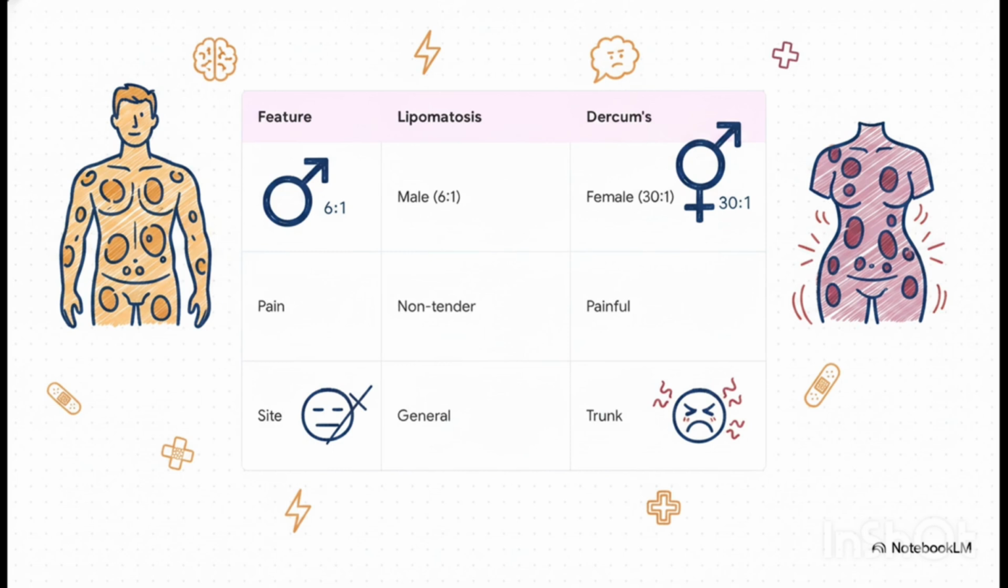The first is familial multiple lipomatosis. This one is overwhelmingly common in males. We're talking a 6-to-1 ratio, and it features a diffuse overgrowth of mature adipose tissue.